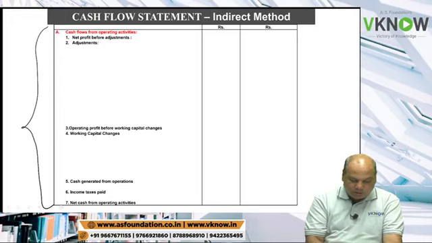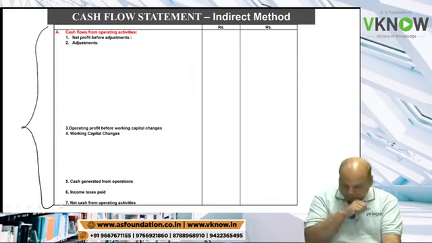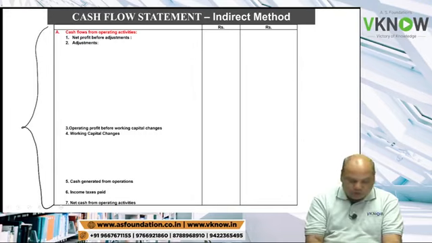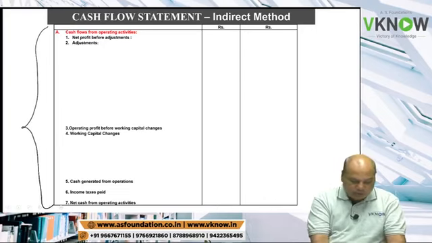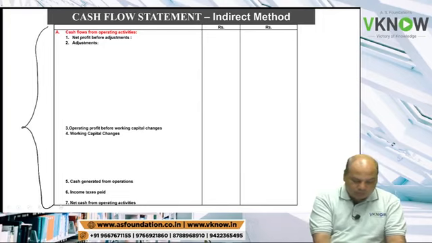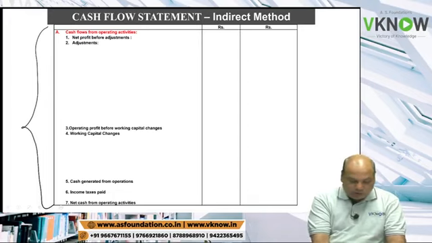Then write down point number A, cash flow from operating activities. Under that write down net profit before adjustment.